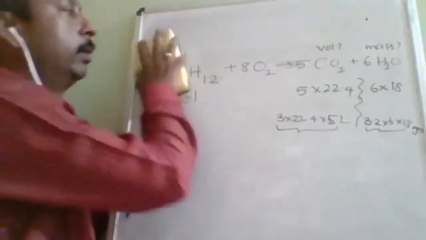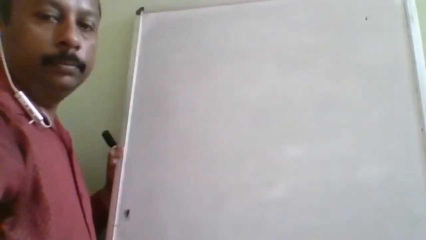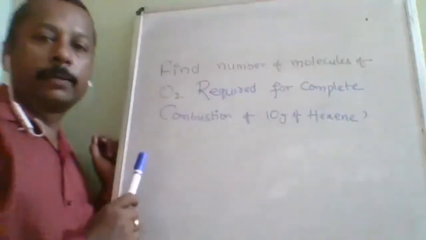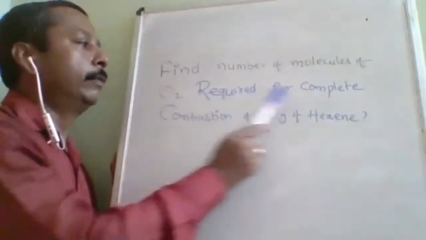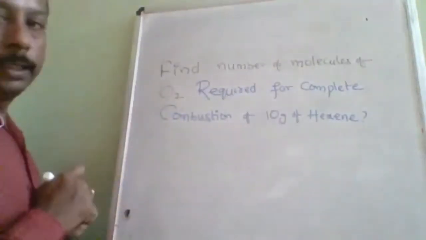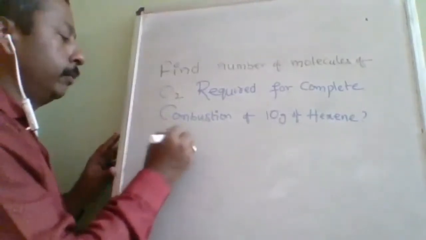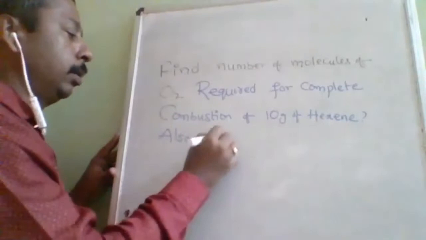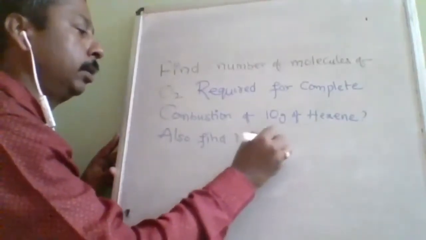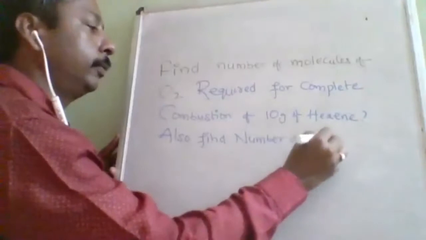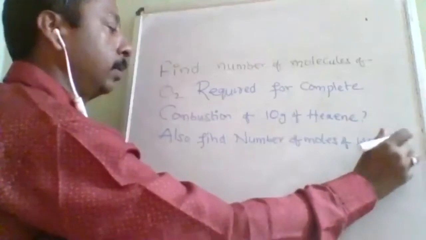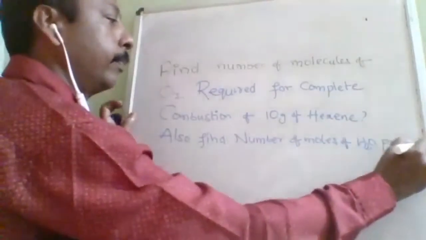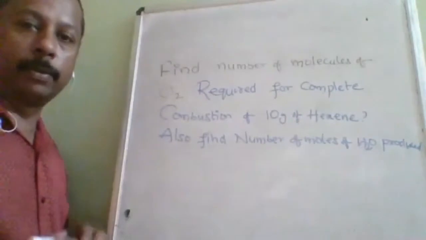Okay, next write down. Next question is on the board. Find the number of molecules of O2 required for complete combustion of 10 gram of hexene. Also find the number of moles of H2O produced.